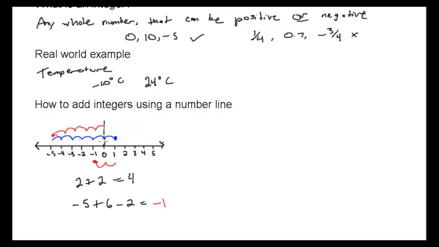And this will always work, no matter what integers you have. As long as they are integers, your number line will always work for you. If it's fractions, it's a different story and it won't work as well, but those aren't integers. So this is how you can add positive and negative integers easily using a number line.